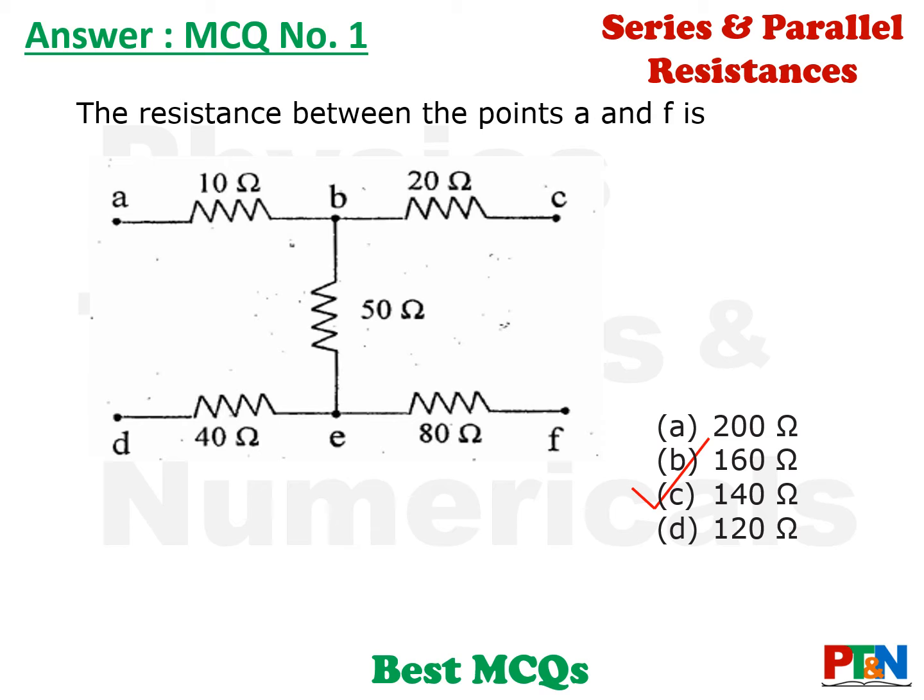Let's understand how it is. You need to basically trace the path. You need to travel from A to F. So if you walk down, the resistances that come on the way are 10 ohm, 50 ohm and 80 ohm. All of them are in series one after another. So total will be 10 plus 50 plus 80, that is 140 ohm.